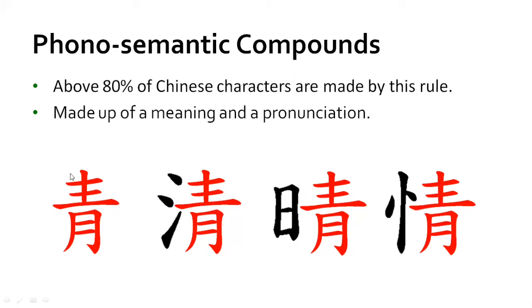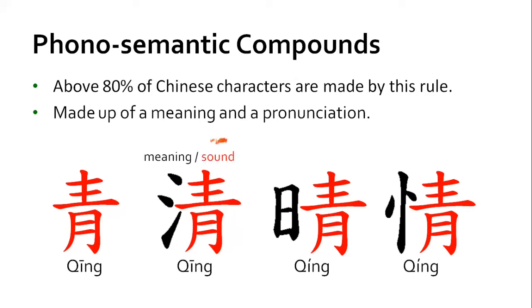Remember, phono-semantic compounds are made up of a meaning and a pronunciation. So each character is divided into the meaning part and the pronunciation part. So in this case, you probably can tell the red part is the pronunciation, the sound. And the black part is the meaning part, right? So, yes. It's all pronounced qin.